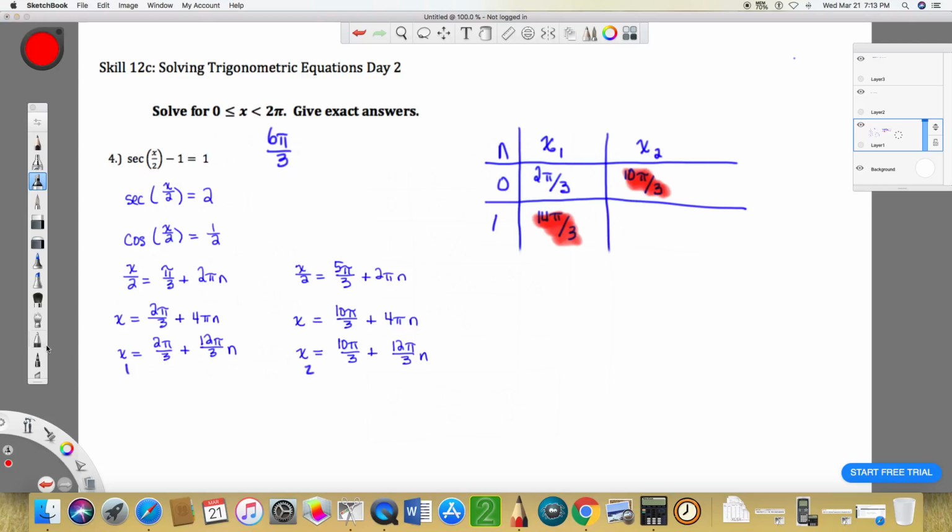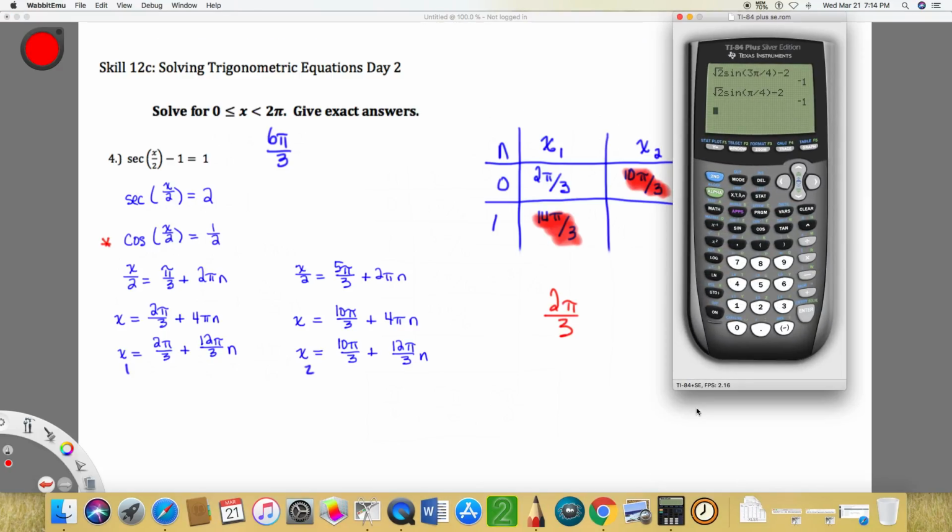That was a horizontal stretch, and the only solution that we have on 0 to 2 pi is this 2 pi over 3. It's the only value between 0 and 2 pi that satisfies this equation. If I go to plug it in the calculator, however, I don't have a secant button on that calculator, so I have to jump down here and use this equation that I've rewritten in terms of cosine. So let's use that and see if the calculator agrees.